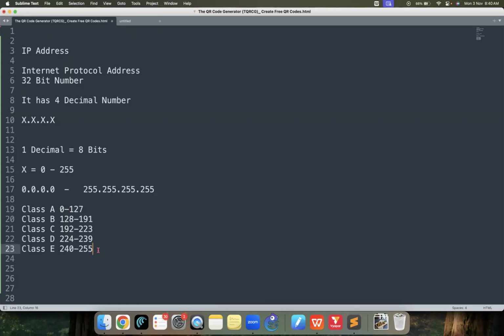Now I'm going to write some IP addresses on screen. First I will write 11.12.13.10. Which class is this? This is class A. As you can see, 11 comes under this range, so it is called class A. Now I'm going to write some more IP addresses on my screen. You tell me which class each one is.